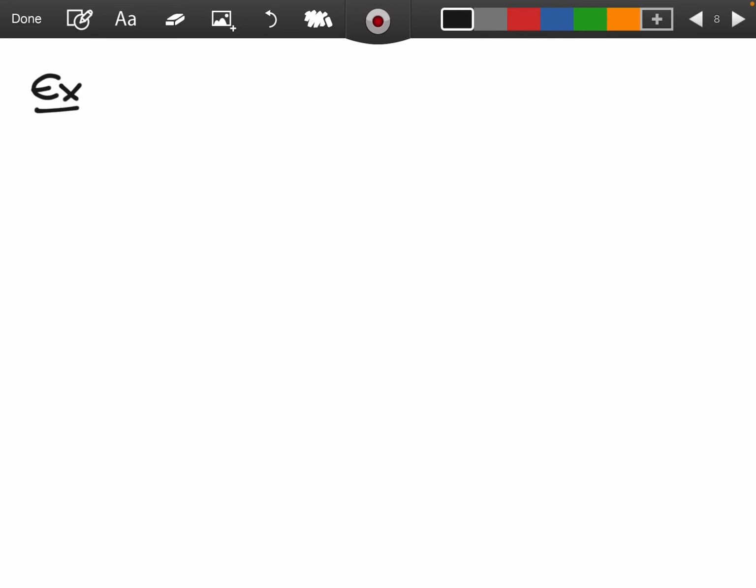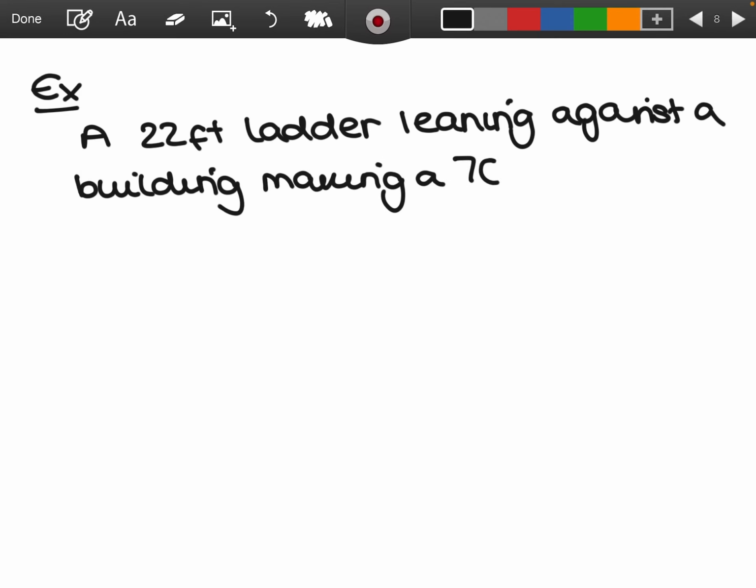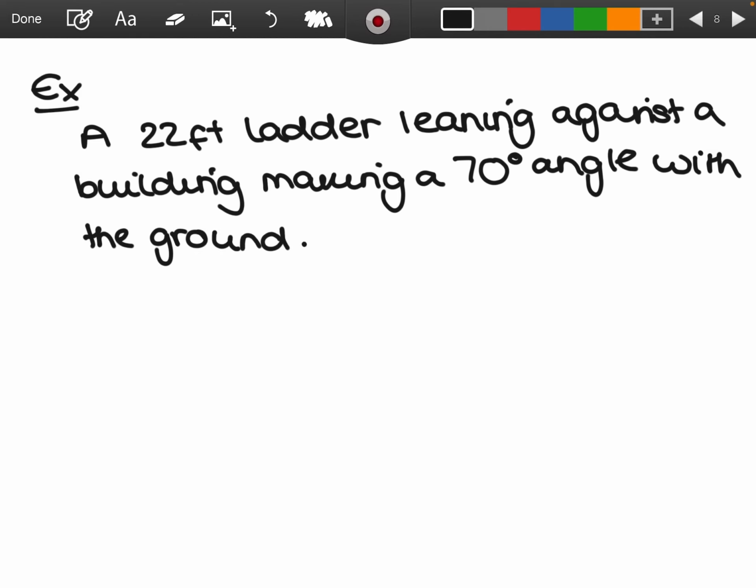A quick example that I want to look at is a word problem. Say that I have a 22-foot ladder and it's leaning against a building and it makes a 70-degree angle with the ground. I want to know how far up the building the ladder touches.